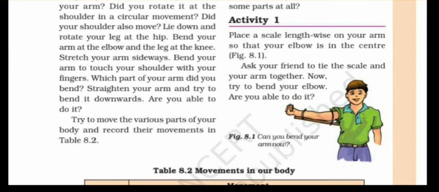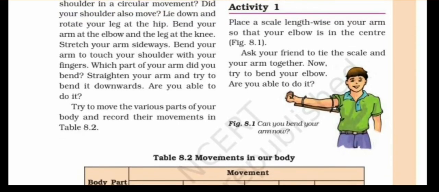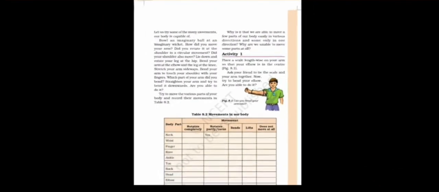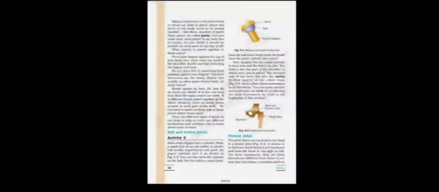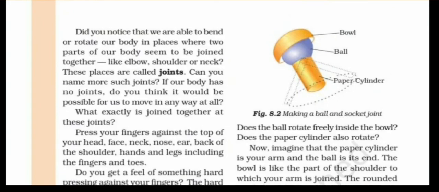Activity 1: Place a scale lengthwise on your arm so that your elbow is in the center. Ask your friend to tie the scale and your arm together. Now try to bend your elbow. Once the scale is tied like that, as shown in the figure of the boy, will you be able to do it? Once the scale is tied, will you be able to turn your arm that way? No. Why? Because it is being held by the scale and you will not be able to move the arm part, because they are joined.